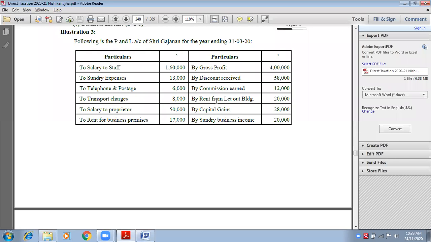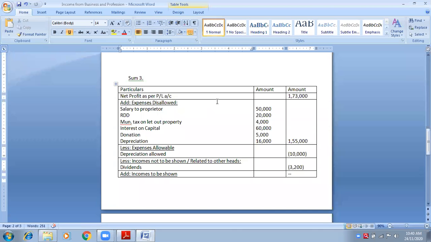Is it shown in the business P&L? Yes. See, though it is not related to business, they are showing it inside the P&L of the business. We need to take it out from the P&L. To take the income out, we need to deduct. That means less. Less incomes related to other heads. Always remember, to remove those incomes which are not related to business, we need to deduct those incomes. Deduct means less.